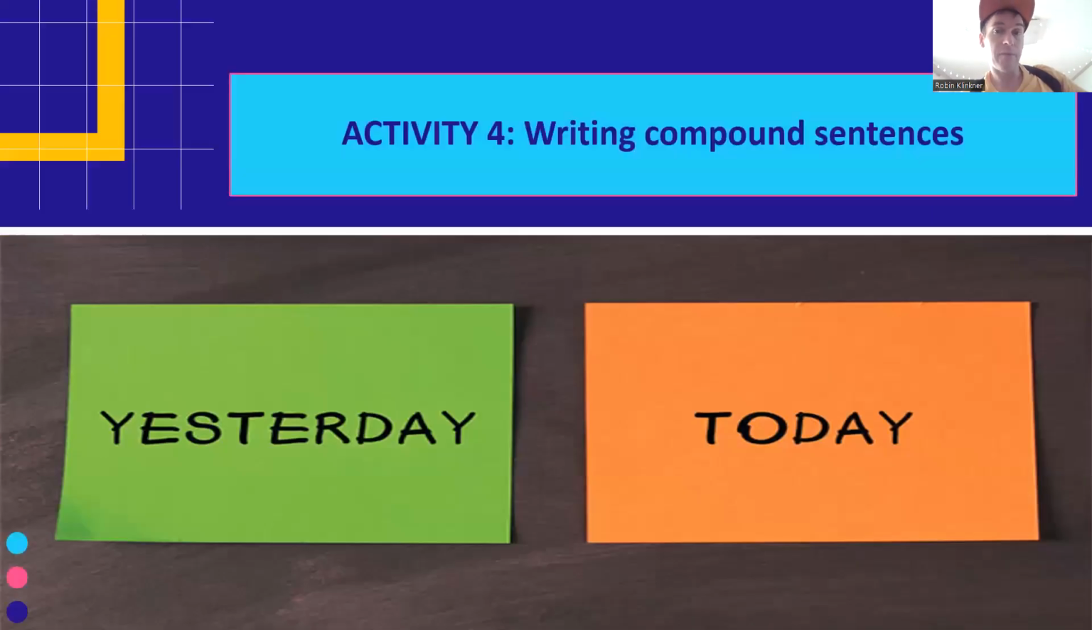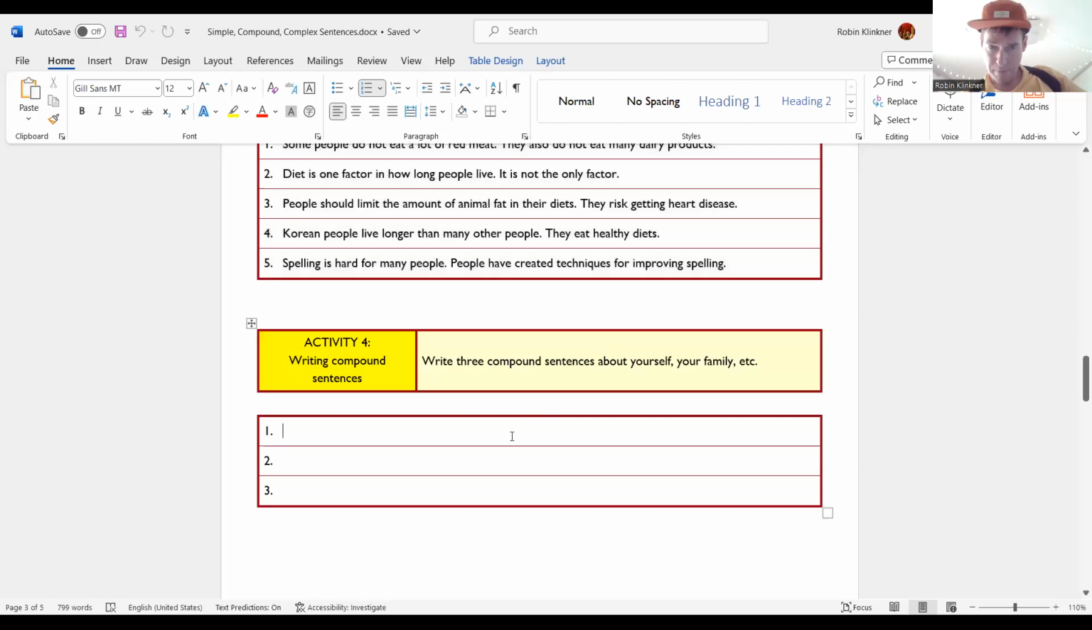Okay, activity 4, writing compound sentences. So for activity 4, write 3 compound sentences about yourself, your family, etc. For example, my mom worked at a bookstore and my dad worked for the government. That's 2 independent clauses, make a compound sentence. All right, let us move on.